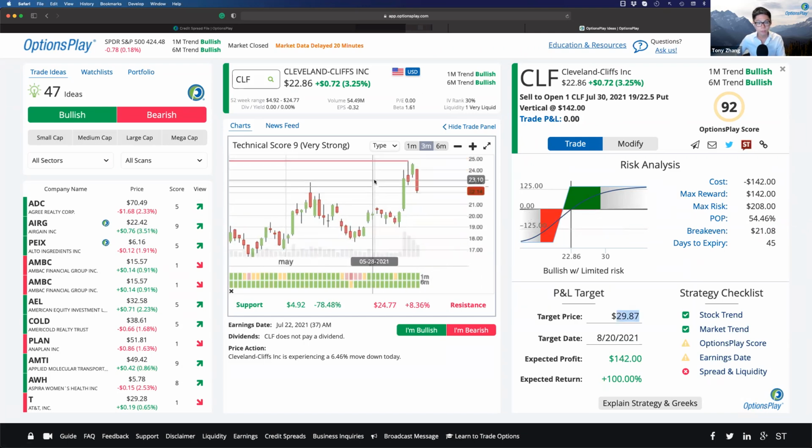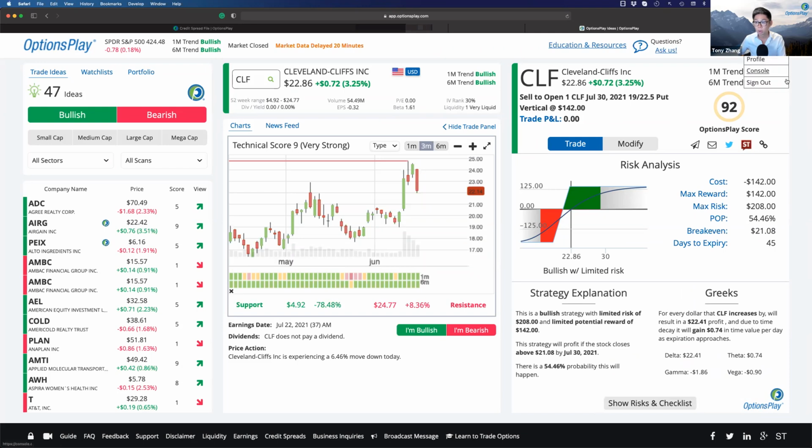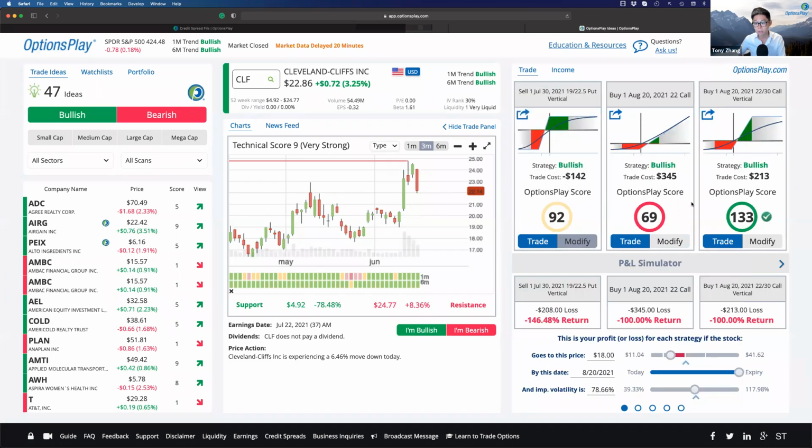So maybe you think the stock's going to stay around $23. You can type that in and see what your potential risk is. You can think if it goes down to 18, what your potential risks are. You can look at the Greeks, or you can compare it to other strategies here as well.